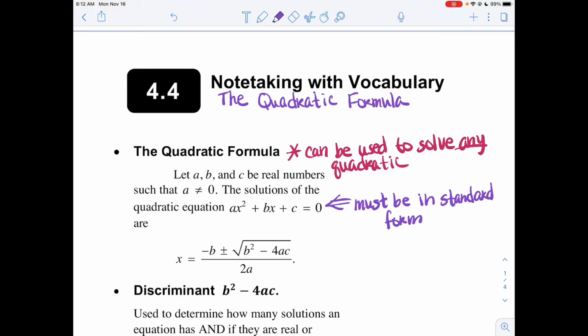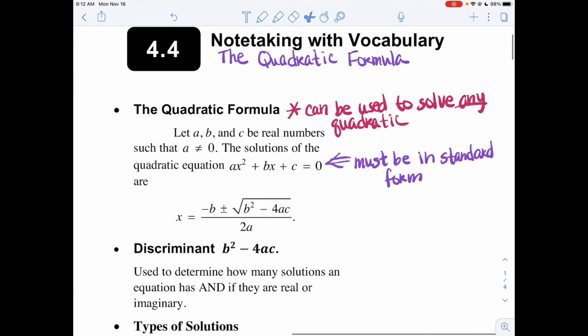Hi everyone, today we're going to be talking about the quadratic formula, which is lesson 4.4. The interesting thing about the quadratic formula is that it can be used to solve any quadratic. It doesn't have to be a factorable quadratic, it doesn't have to be nice integers, it can be a quadratic that has solutions that are square roots, imaginary, fractions, decimals, anything, and this will always work.